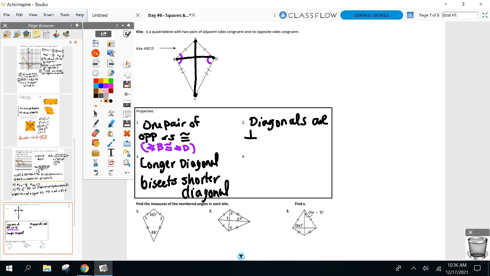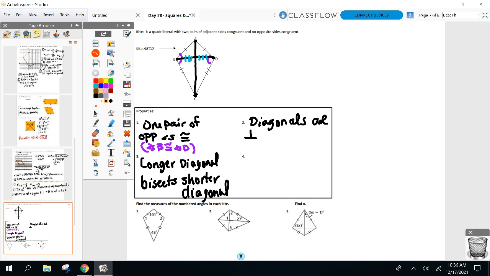All right, the longer diagonal bisects the shorter one. The kite's tough because we're used to diagonals bisecting each other, all angles equal, but now it's only certain pairs. And you know what? I'm not even going to write in number 4. We won't need it. So I'm just going to stick with these 3. You guys have enough properties to remember now.